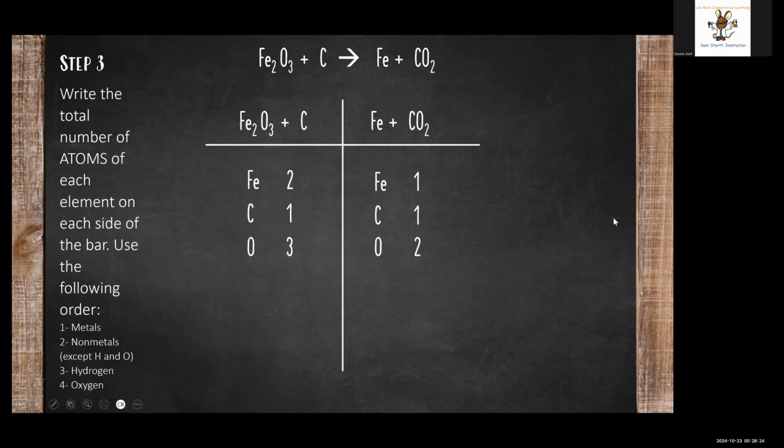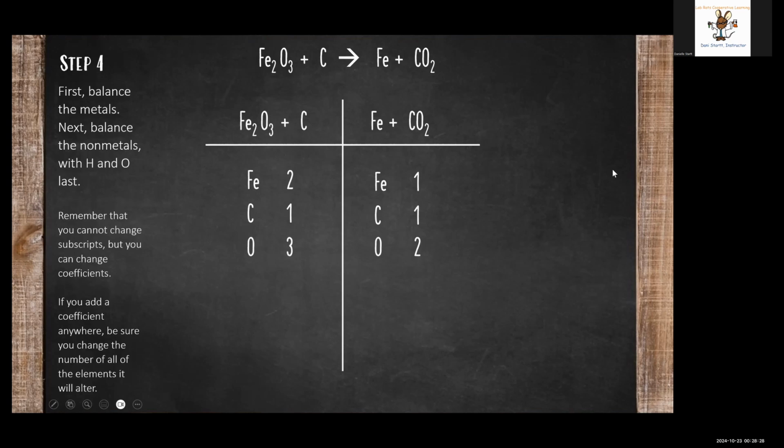All right. So now what we have to do is look at these relative amounts, these ratios. First balance the metals, next balance the non-metals with hydrogen and oxygen last. Now remember, you can't change subscripts, but you can change coefficients. If you add a coefficient anywhere, be sure to change the number of all the elements it will alter. So here's how this works.